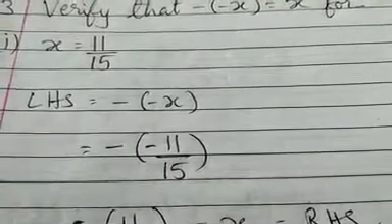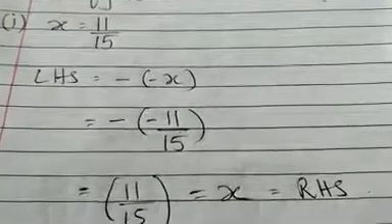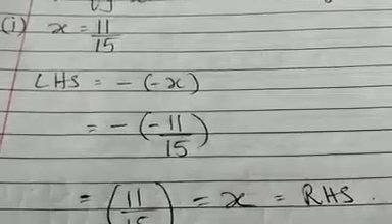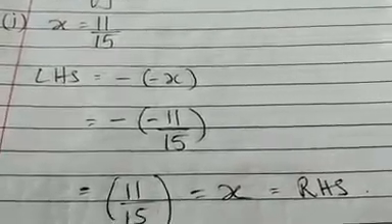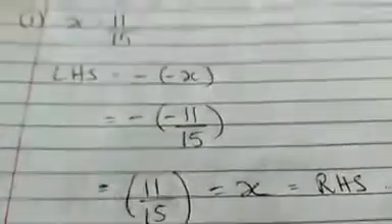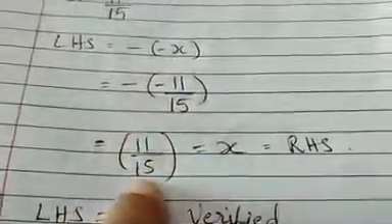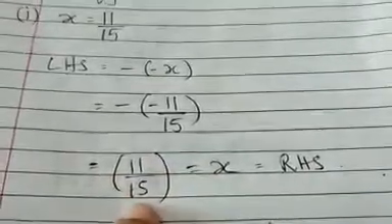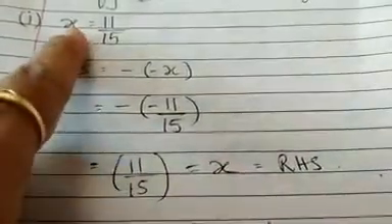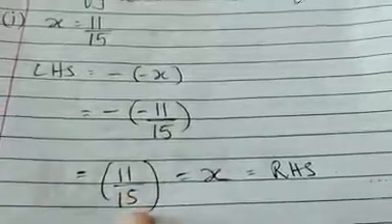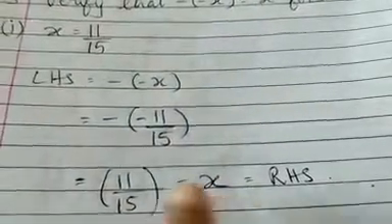Now we have minus of minus 11 upon 15. Negative multiplied by negative gives positive. So we get the final answer 11 upon 15. Positive 11 upon 15. And what is 11 upon 15? 11 upon 15 is nothing but x. So in place of 11 upon 15, we write x. 11 upon 15 is equal to x.